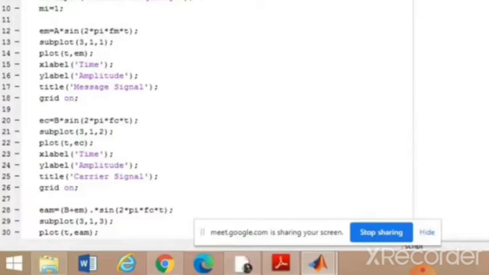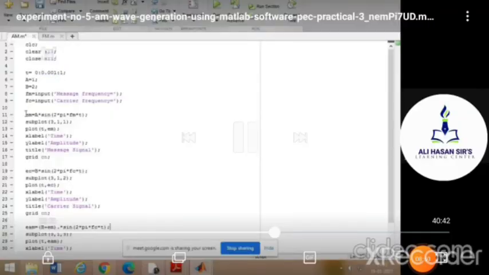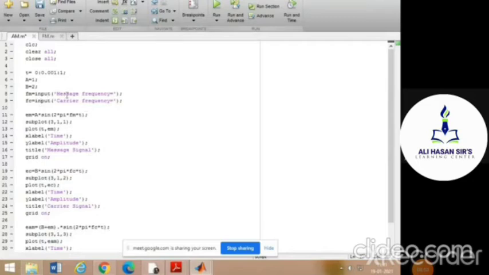And lastly, we will get the overall amplitude modulated signal waveform, which is given by the formula E equal to B plus Em into sine 2 pi fc t, and in the subplot, first row, third column, we will get the modulated signal output. Let's see what output you will receive after writing down the program.